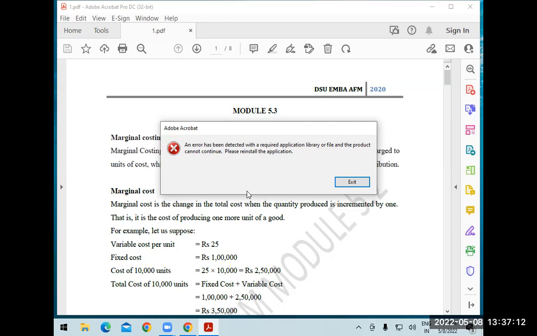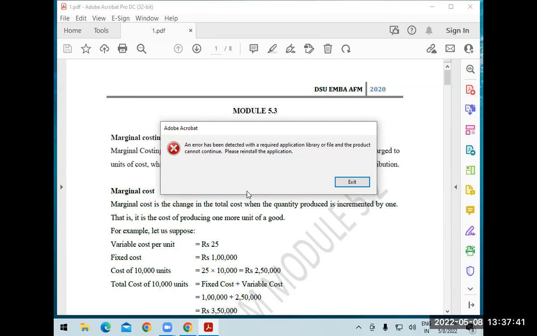Regarding the assignment, one of your friends is asking, how do we write a report? It's nothing. Actually, you are analyzing the financial statements of two companies for a year. Whatever you have done, you are going to write as a report.